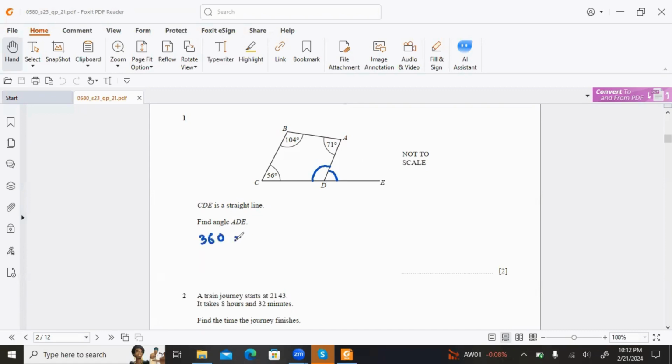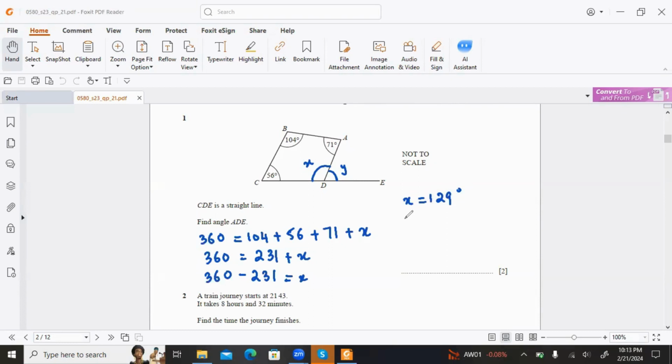So 360 equals, let me call this X, let me call this Y. 360 equals 104 plus 56 plus 71 plus X. We're going to add 104, 56, and 71, which gives us 231. And then we subtract 231 from 360, which equals 129.